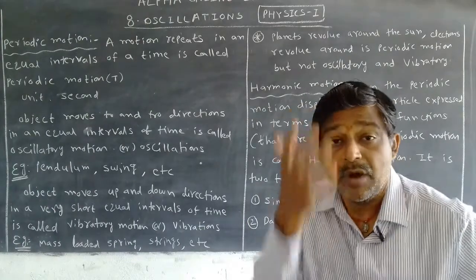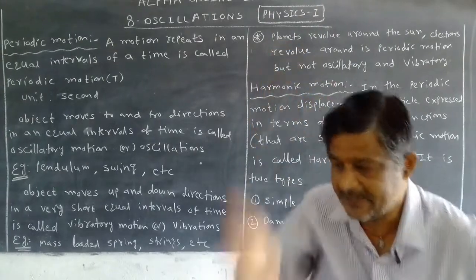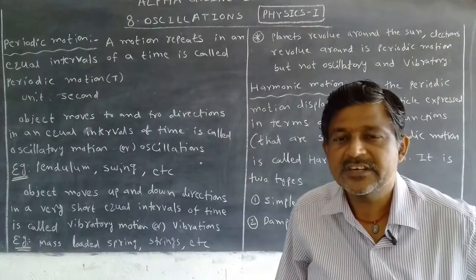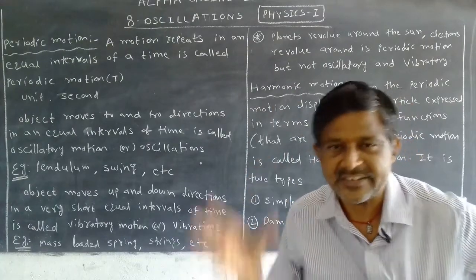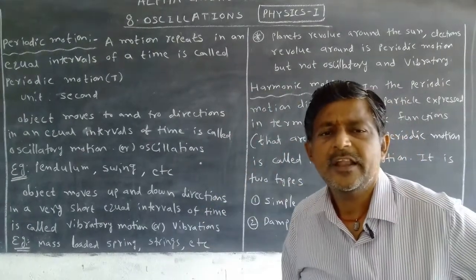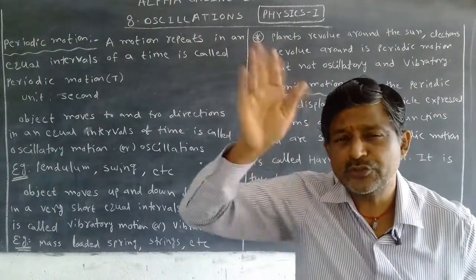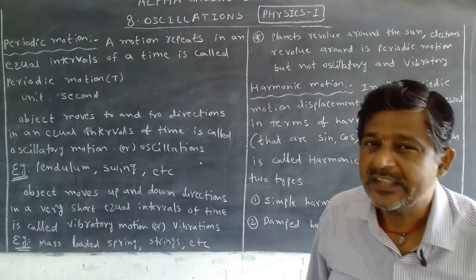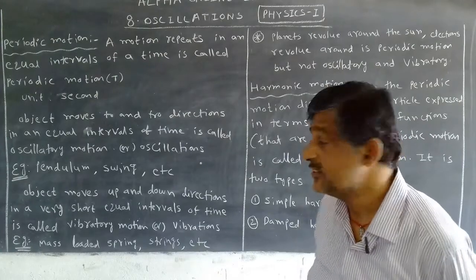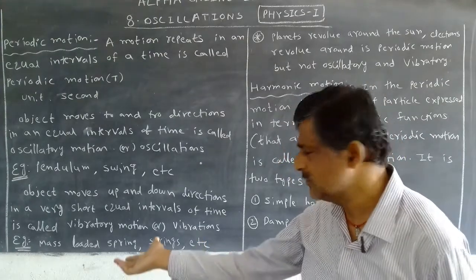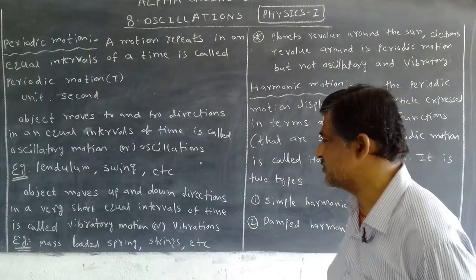Who moves like that? A mass loaded spring. If you take a spring, a mass is suspended like this, and it moves very fast. Otherwise the strings, meaning musical instrument strings, like this. That is called which motion? Vibratory motion. Okay, these are the examples: mass loaded spring and string, etc. They come under vibratory motion.